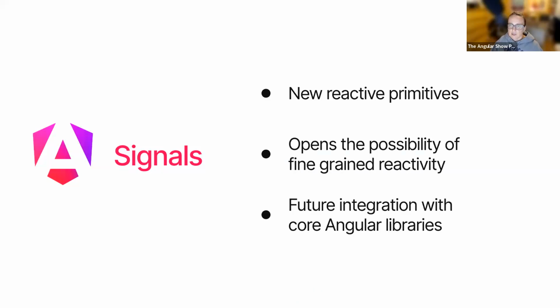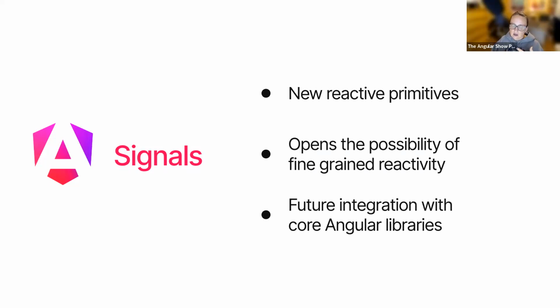The next thing we get are signals. Signals were released in version 16 in developer preview, and part of the API is now available in stable release. So we get new reactive primitives, and this opens the possibility of fine-grained reactivity. If you don't know what fine-grained reactivity is, essentially the current Angular change detection model runs from the root of the application all the way down through all the child components on every change detection cycle.